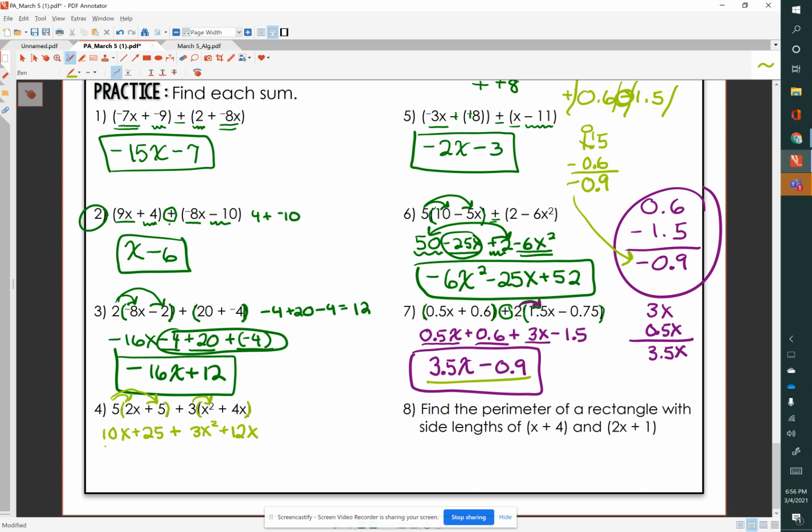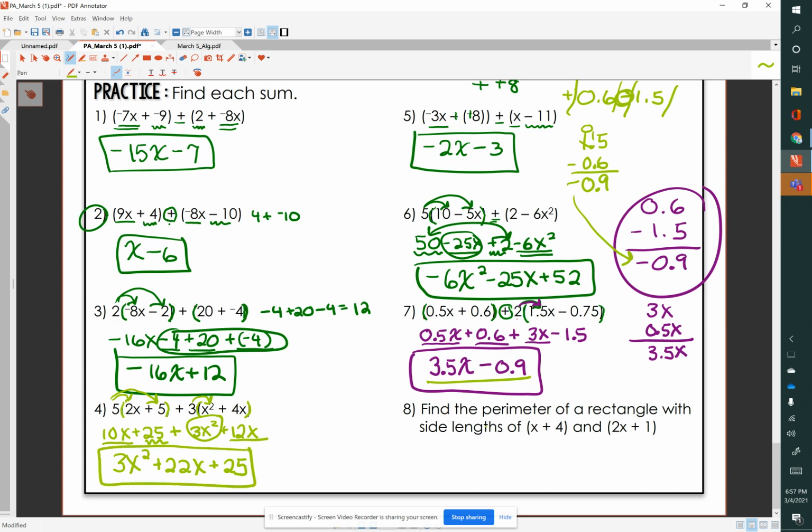What can we combine? We have 10x and 12x. That's the x's. What do we have for x squared? Only one term. So we start with that because it has an x squared. 3x squared. Then we have the x terms, 10x plus 12x, which is 22x. And then we have our constant, our number by itself without a variable, 25. And this is a final answer.